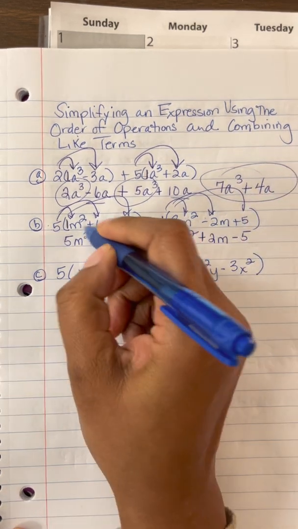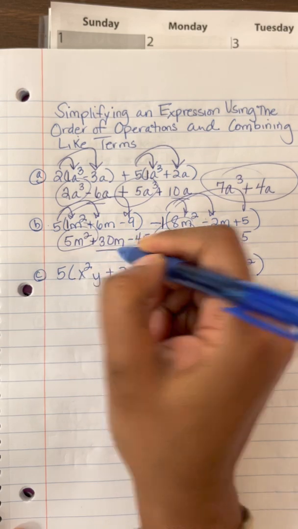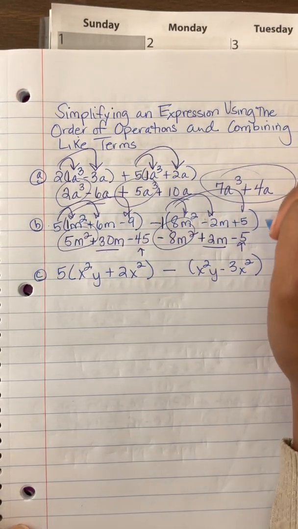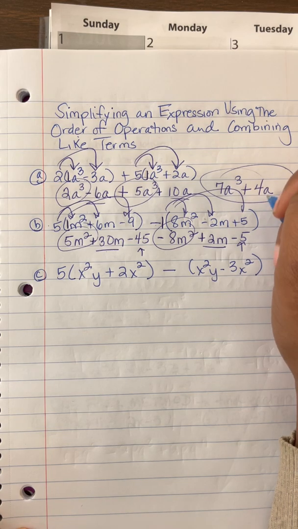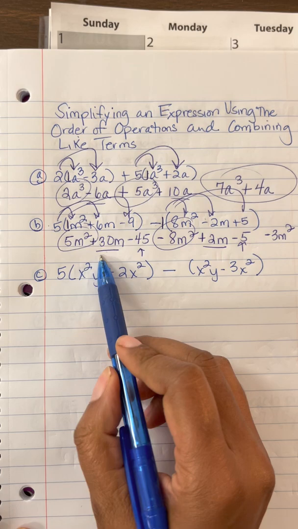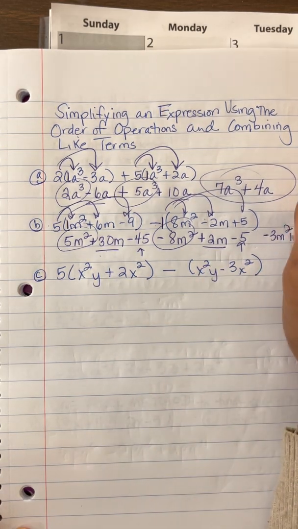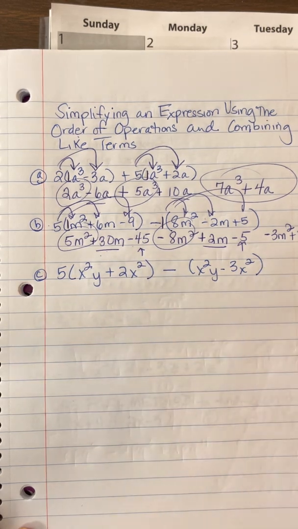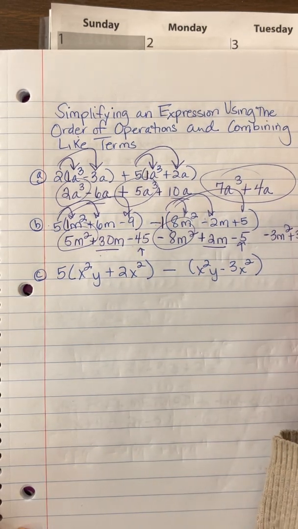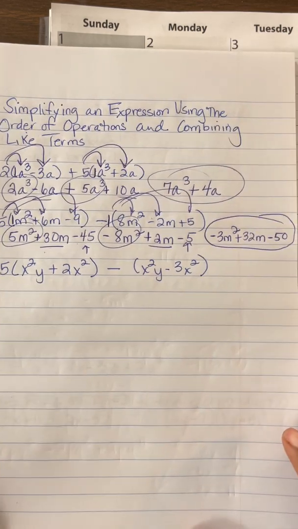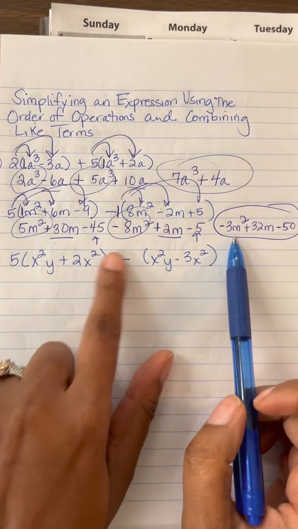Now help me combine my like terms here. Okay. 5m squared minus 8m squared is -3m squared. 30m plus 2m is 32. Just added that up. And -45 minus 5 in your calculator will give you -50. And this is your answer. Okay. This is your answer.